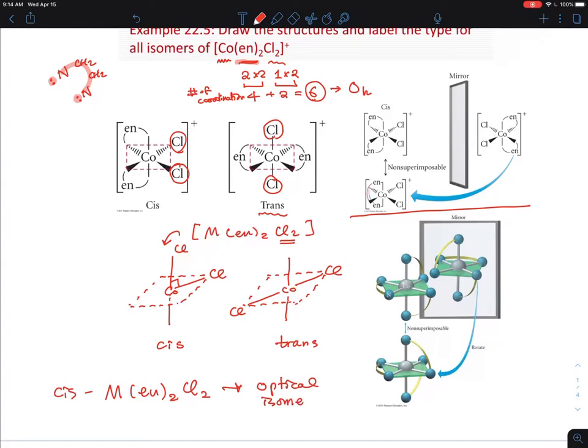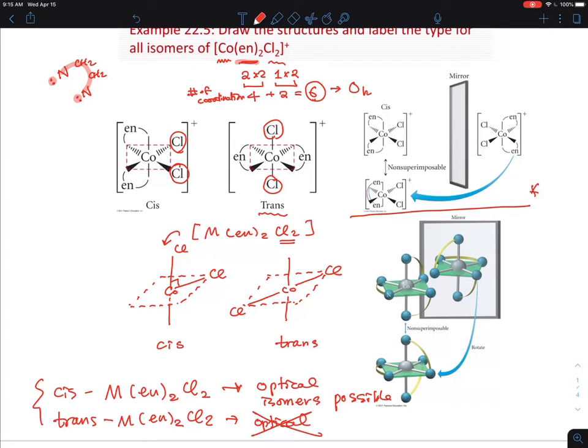Isomer possible. Okay, what that means is if you have a trans metal with ethylenediamine 2, chlorine 2, the effective number of coordination is 6, and an optical isomer is not possible. And that's what this slide is about.